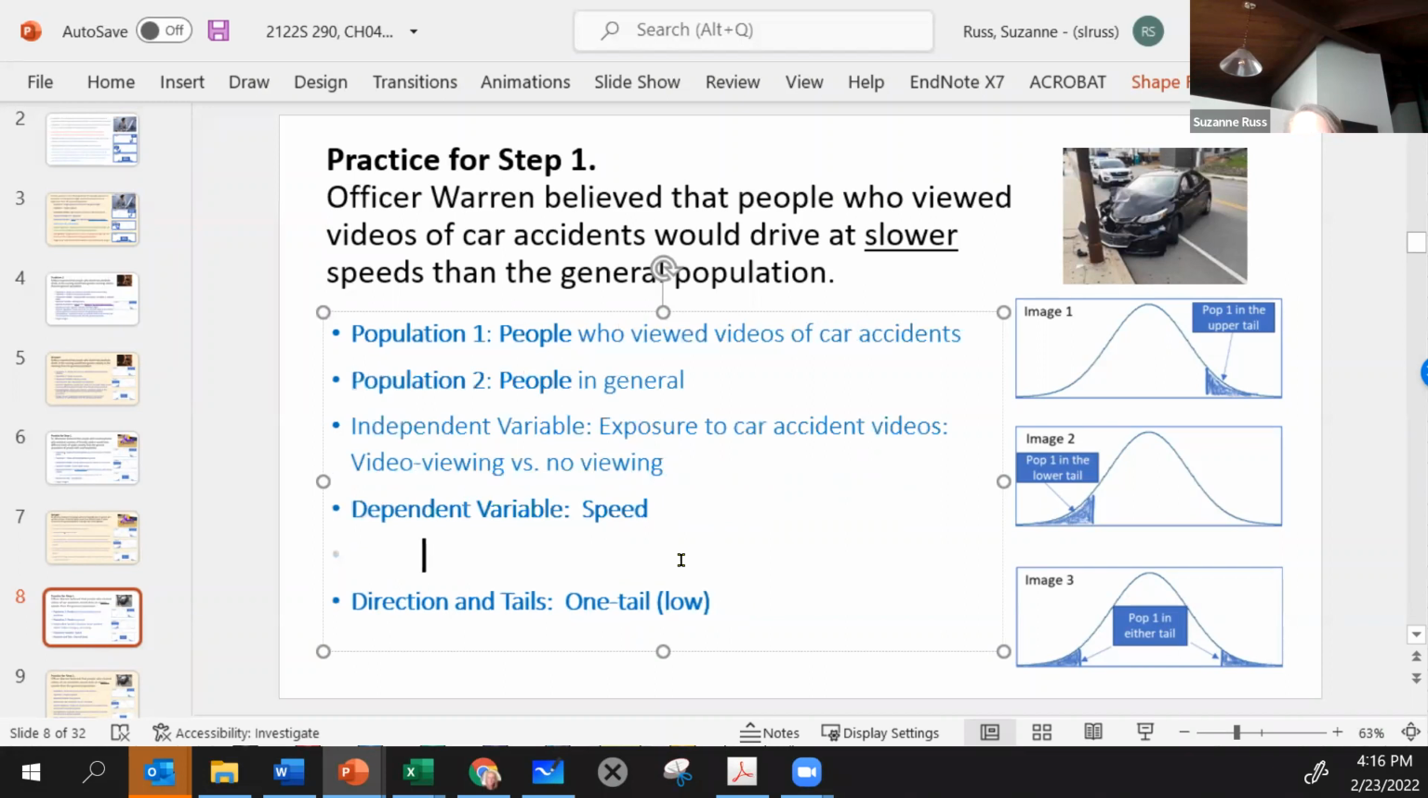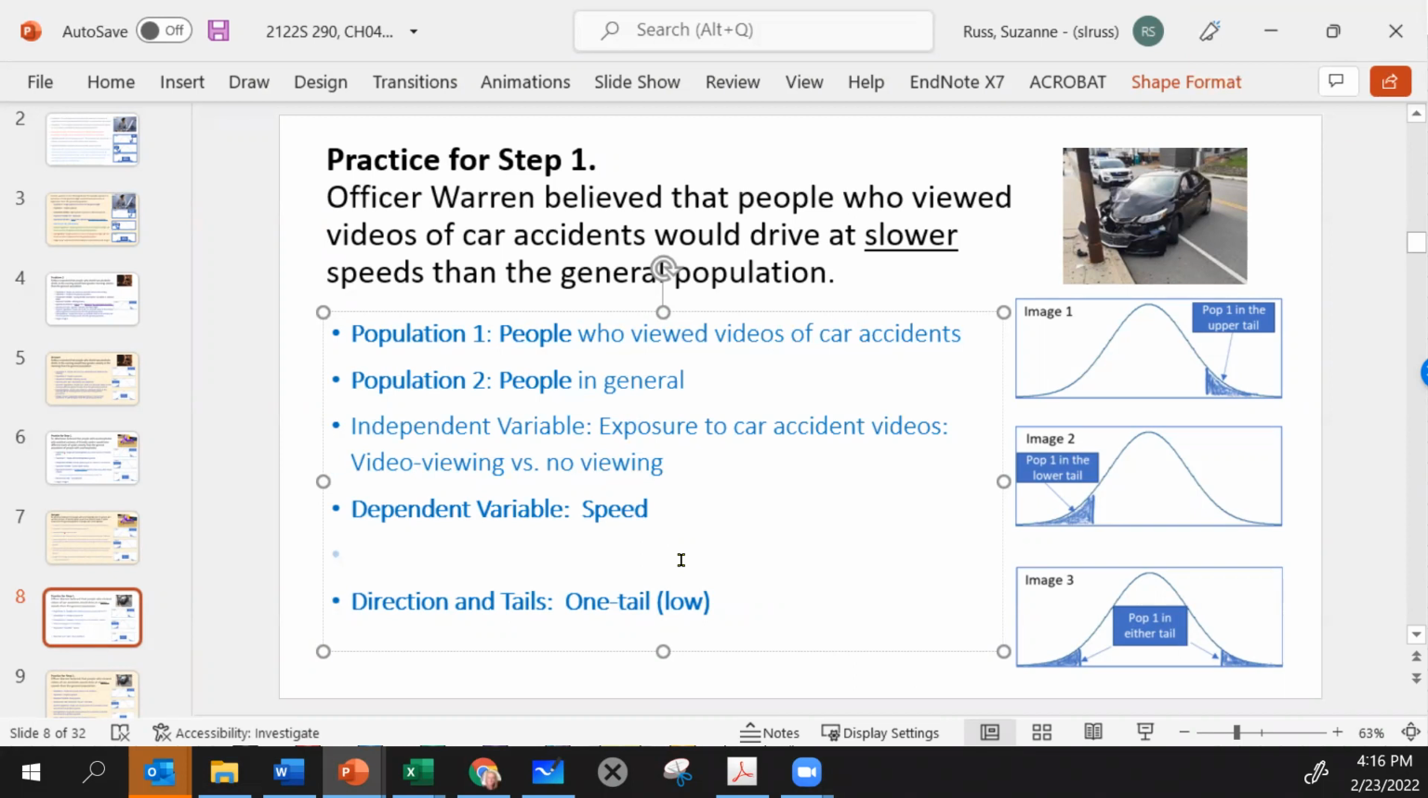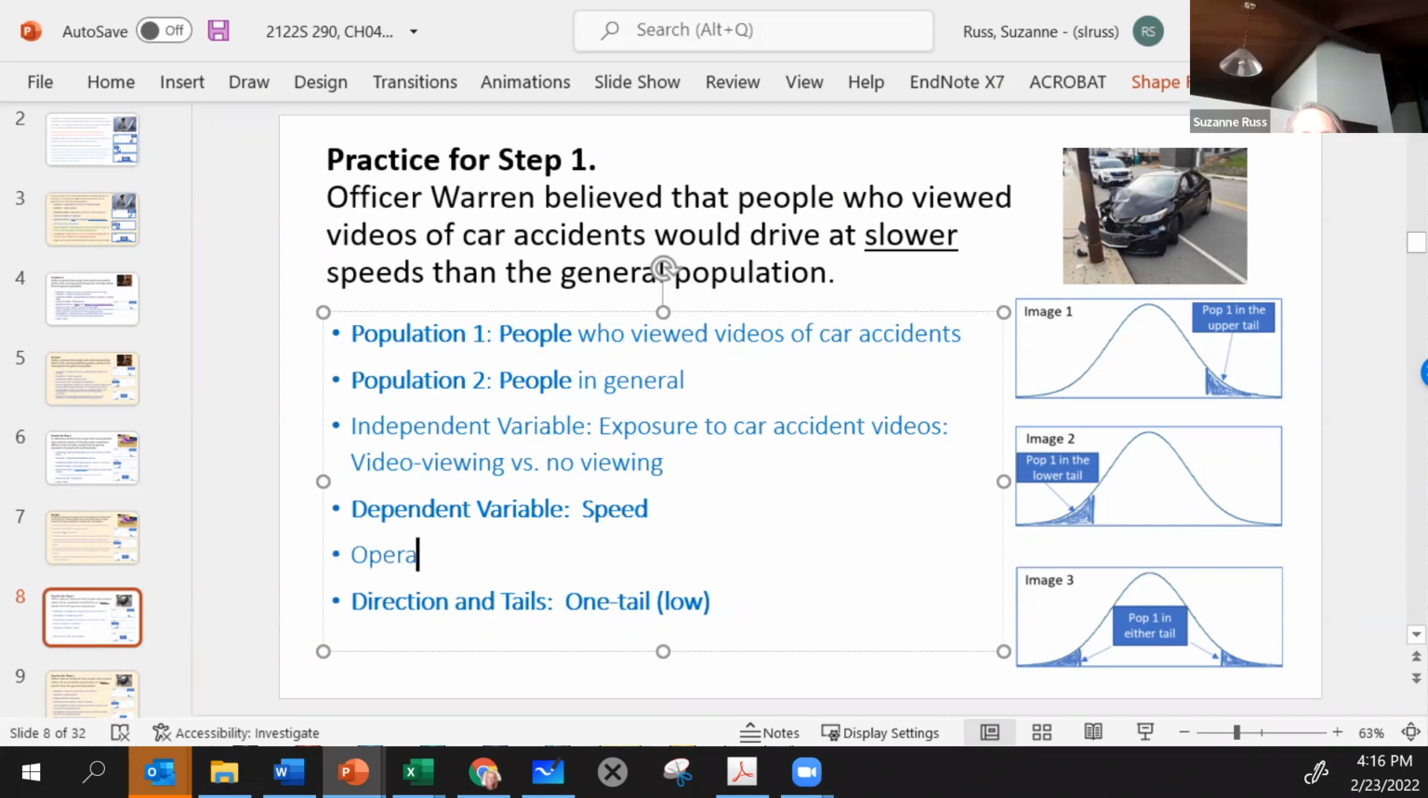Now we have to define speed. So how are we going to go about doing this? We have to get an operational definition, and let's assume that this Officer Warren has a stretch of road that's really dangerous that he's worried about. So let's say that we get to do this on a particular half mile stretch of road. That'll help us a little bit. So how exactly are we going to measure speed? Let's say we're police officers, this is Officer Warren, and he has that radar gun. We can use that tool.